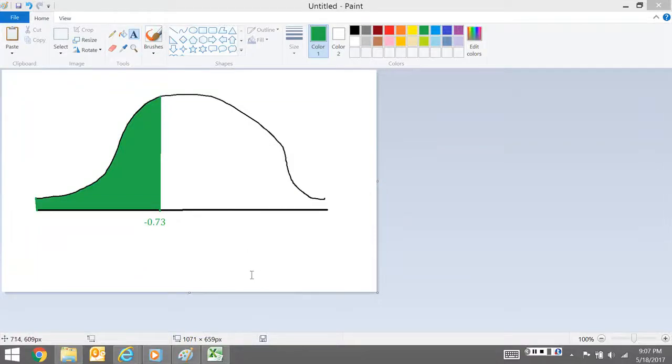Okay, we want to find this green area. We want to know the probability that a value is less than a z-score of negative 0.73. We want to know the area of this green. Remember, this is the probability, or the area under the curve. Anytime you're dealing with the left, Excel is going to give you the value of the left.